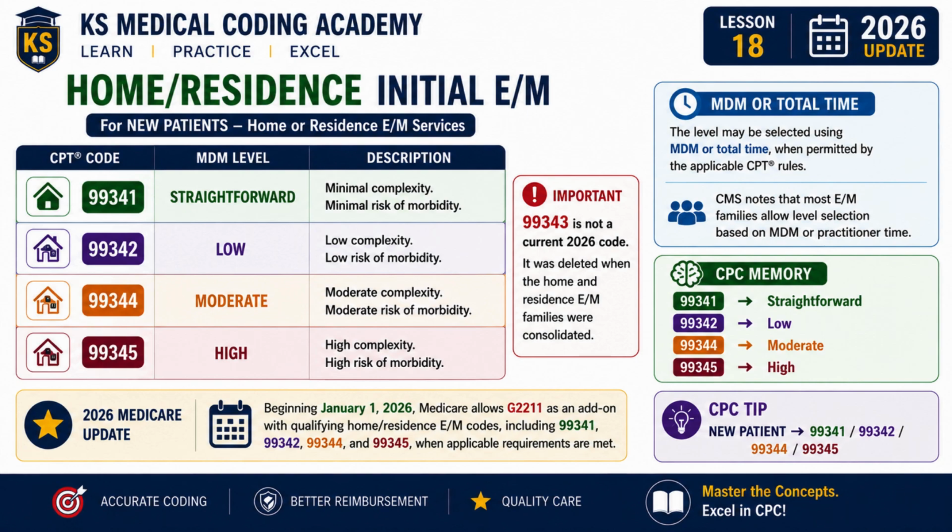Remember, 99343 is not a current 2026 code. The level may be selected using MDM or total time, when permitted by the applicable CPT guidelines. For 2026 Medicare, G2211 may also be reported with qualifying home or residence E/M services when the requirements are met. For the CPC exam, remember: 99341 straightforward, 99342 low, 99344 moderate, 99345 high.